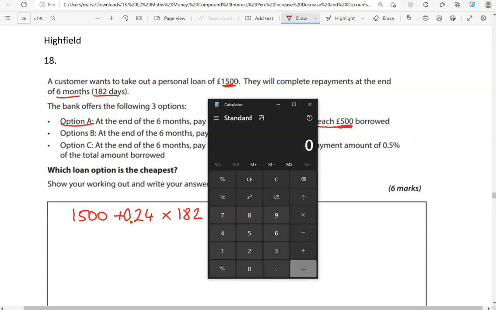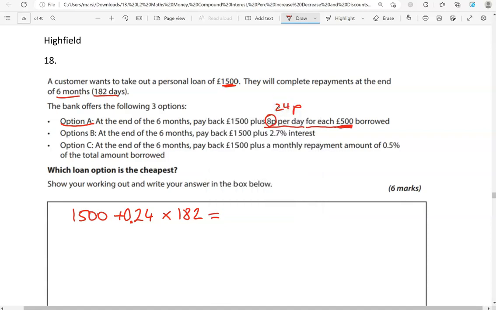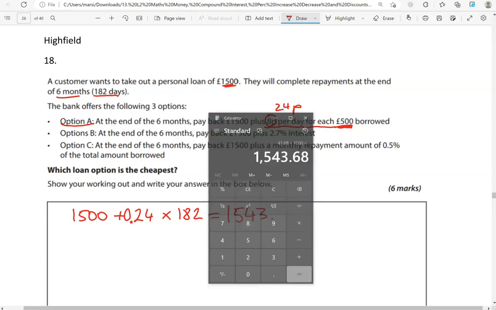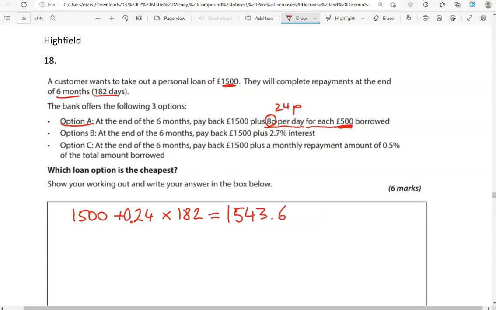So 0.24 times 182 plus 1,500 gives us 1,543.68. That's option A.